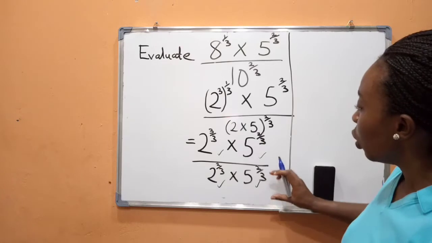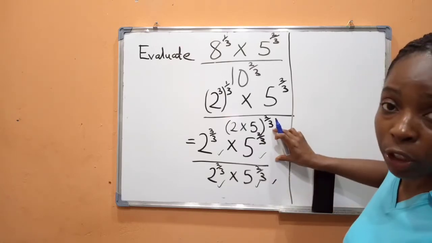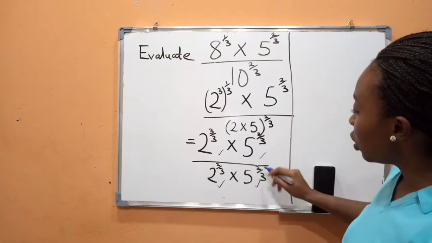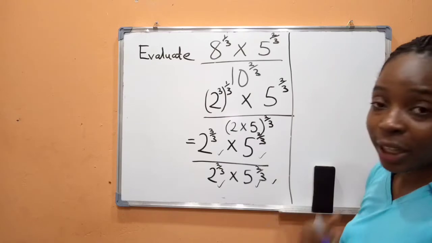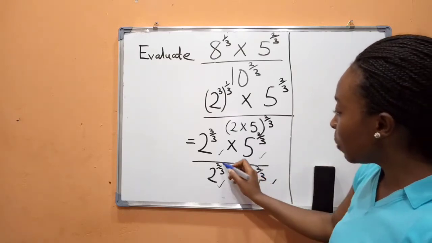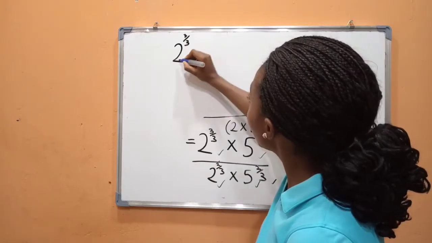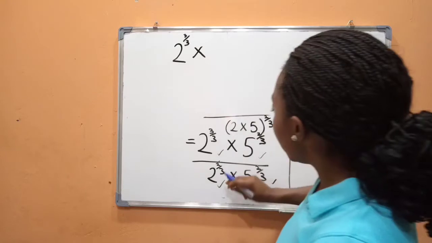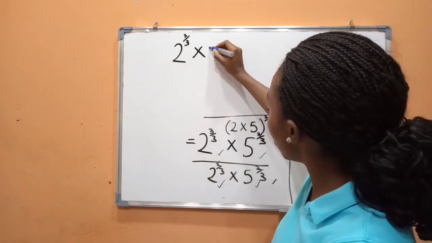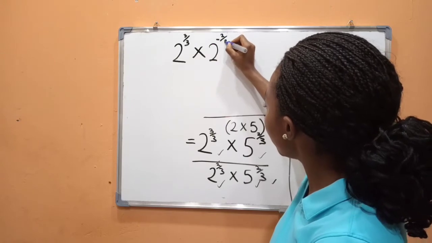So what we do to simplify things, we are going to have this denominator move to the numerator. And whenever denominators move to the numerator, they gain a negative power. So this place is going to be negative. Here's what I mean. We are going to have 2 to the power of 3 over 3 now times, this moves to the numerator, it becomes 2 to the power of minus 2 over 3.